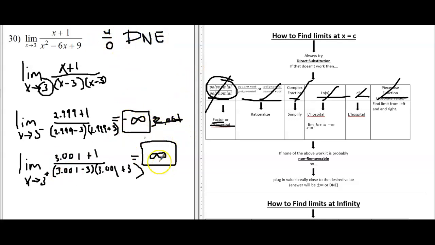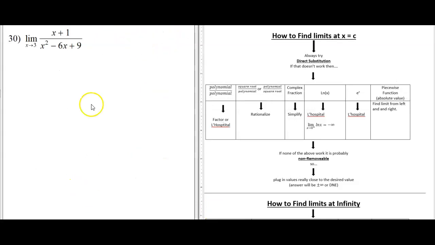And once again, if they were both the same sign, then I would actually put negative infinity, or if they were both positive infinity, then I'd put positive infinity. It just depends. But in this case, they were opposites, so it's no good. So we're done with number 30. Let's go ahead and move on to number 31.